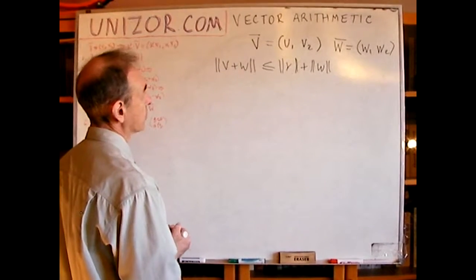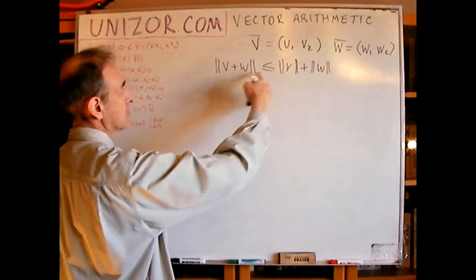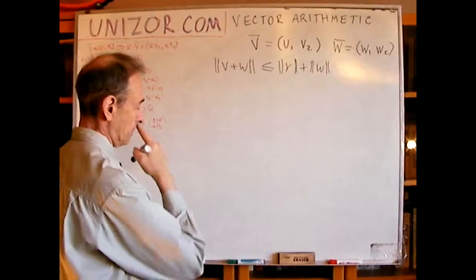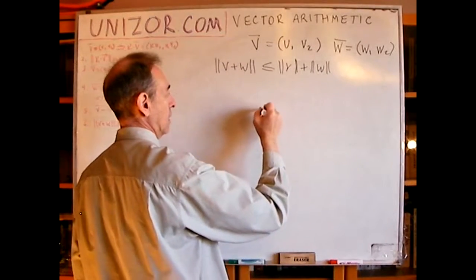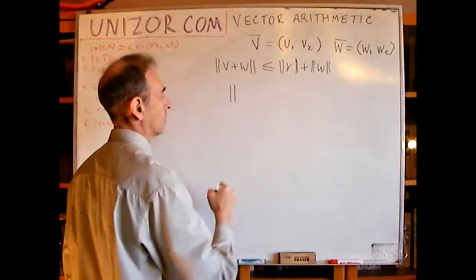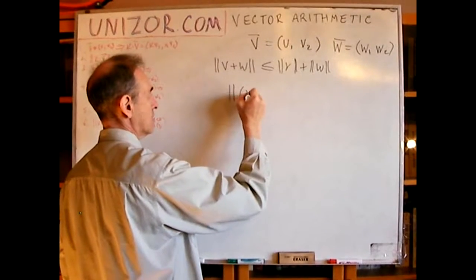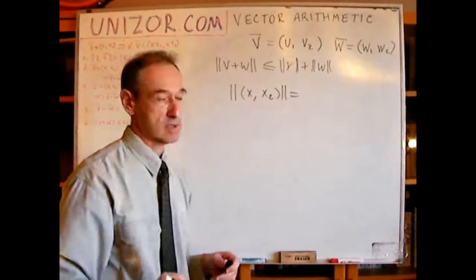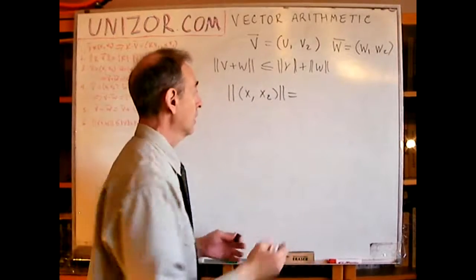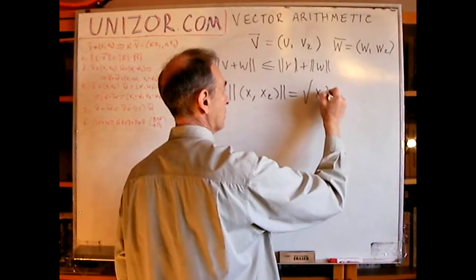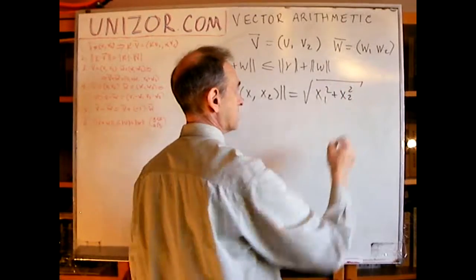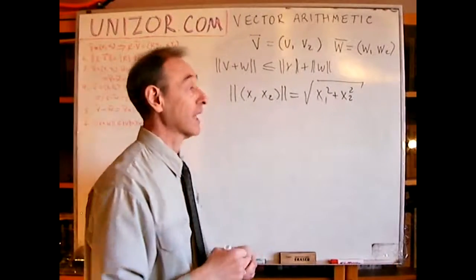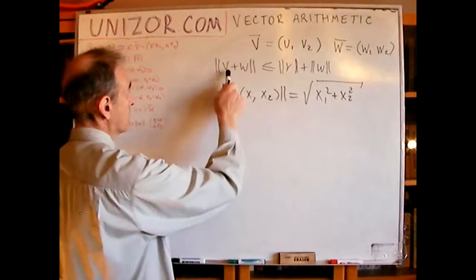Now, the tuple representation of v plus w is v1 plus w1, v2 plus w2. Now, how is the norm or length of the vector with coordinates x1, x2 expressed algebraically? Well, you know it's this one. That's the Pythagorean theorem, and we spoke about this in the corresponding lecture about lengths of the vectors. So, what's this length?